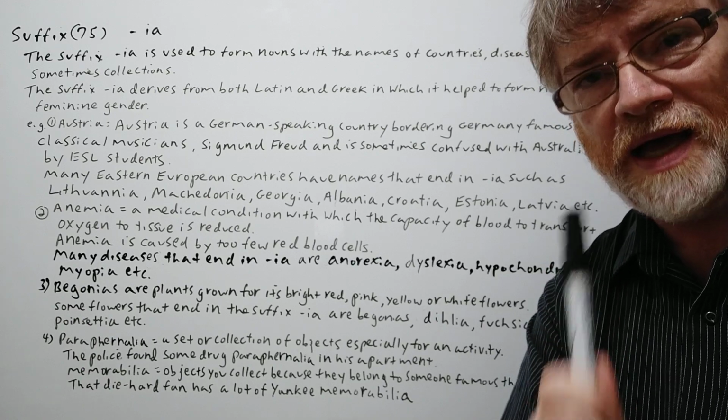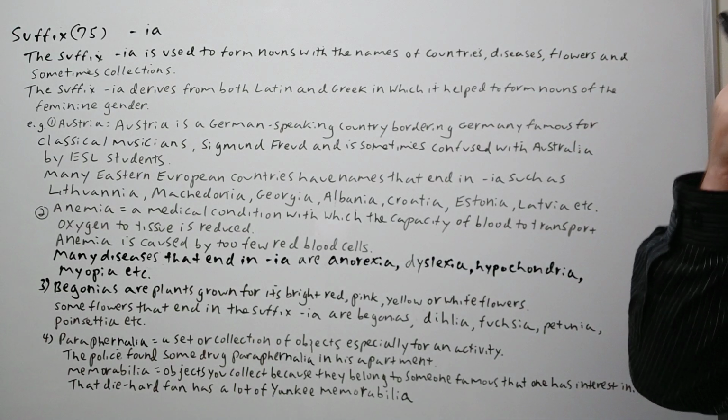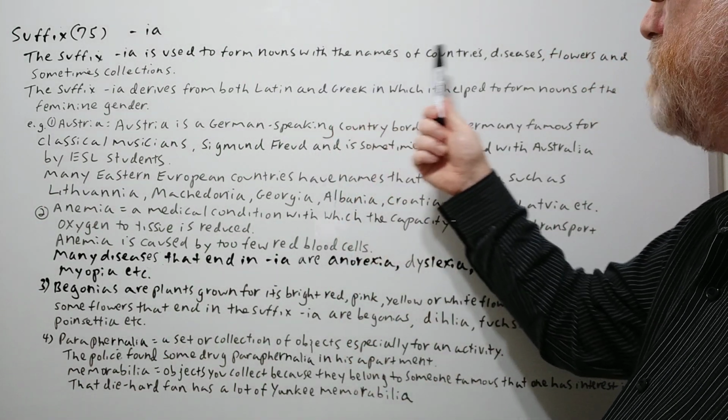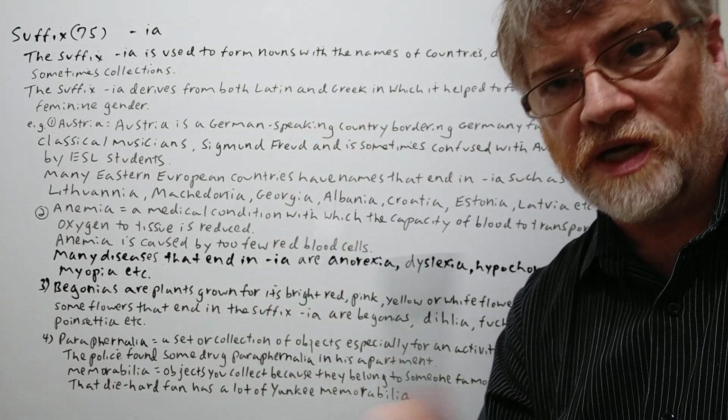Suffix is ia, ia as a word ending. Let's get right to it. The suffix ia is used to form nouns with names of countries, diseases, flowers, and sometimes collections.